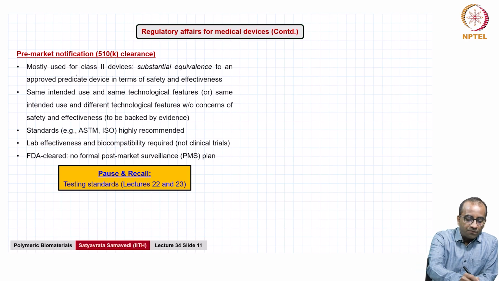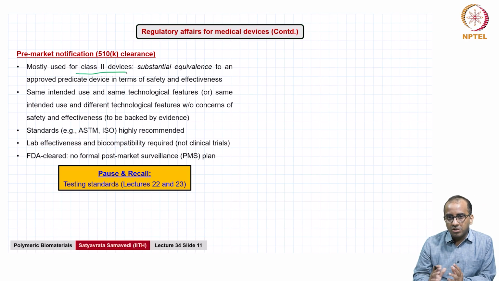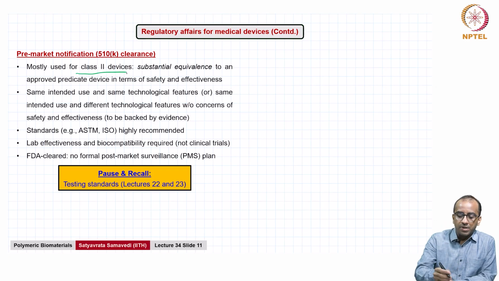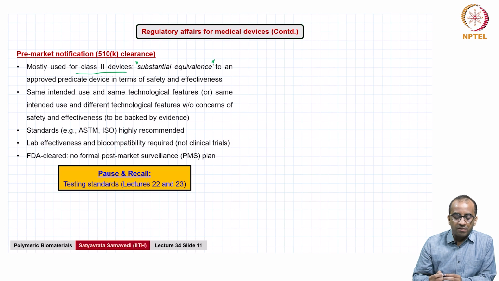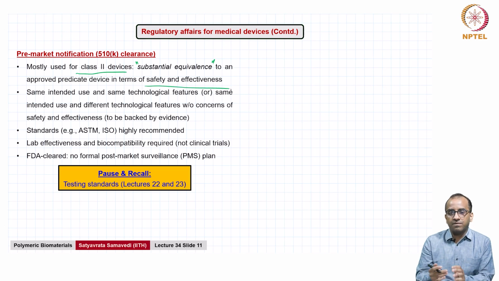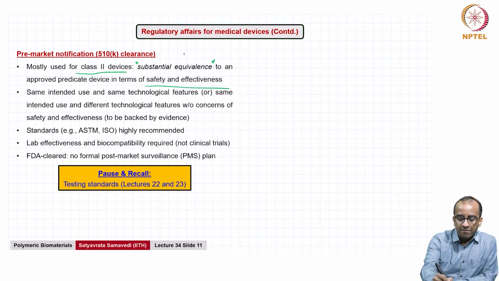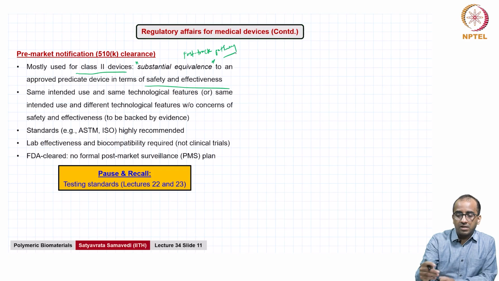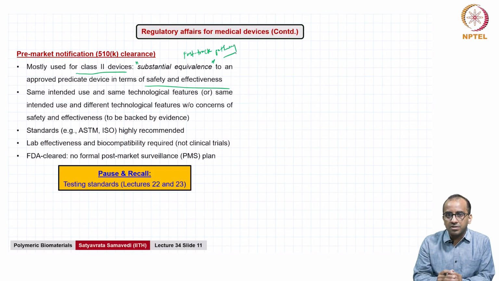This is typically used for class 2 devices, and essentially what the manufacturer is expected to show is substantial equivalence to an approved predicate device in terms of both safety and effectiveness. So, this is sort of a fast track pathway that manufacturers can take based on the risk, if they can show substantial equivalence of their intended product or device to a predicate device, both in terms of safety and efficacy.